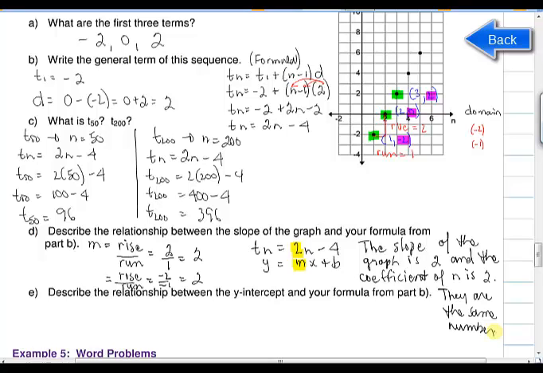Okay, and something else that I would like you to note is that the coefficient of n, which is 2, is also your common difference. Notice that over here, we got a common difference of 2, and our slope is 2, and the coefficient on n is 2. So notice that the coefficient of n is the common difference.